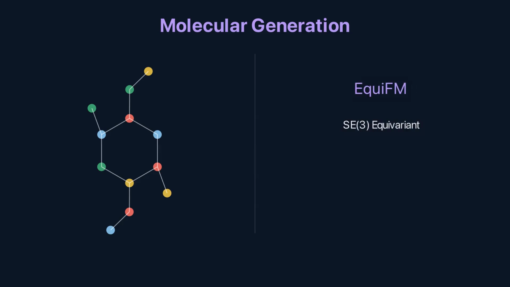Flow matching for drug design. Random coordinates flow into molecular structures. EquiFM adds SE(3) equivariance: rotating the input rotates the flow. The Choreographer respects symmetry.